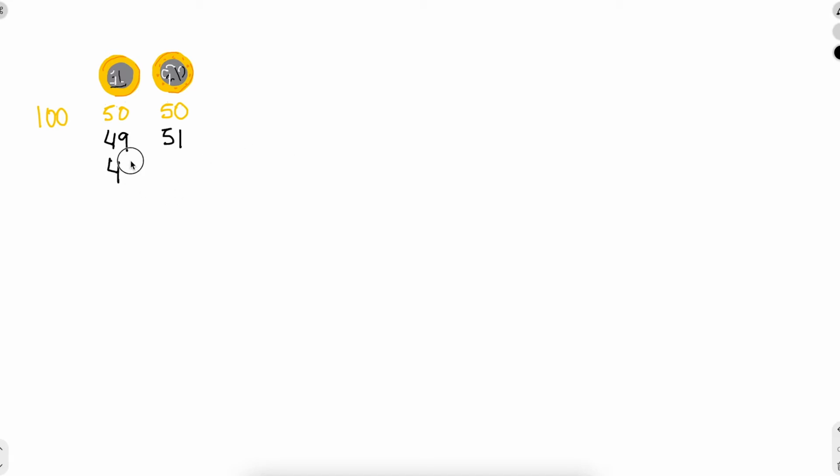But what if you get 48 and 52? Well, that seems reasonable as well. Doesn't seem like there's something wrong with the coin. It's fine, it's just 48 and 52. But what if it's 47 and 53? What if it's 40 and 60? What if it's 10 and 90?